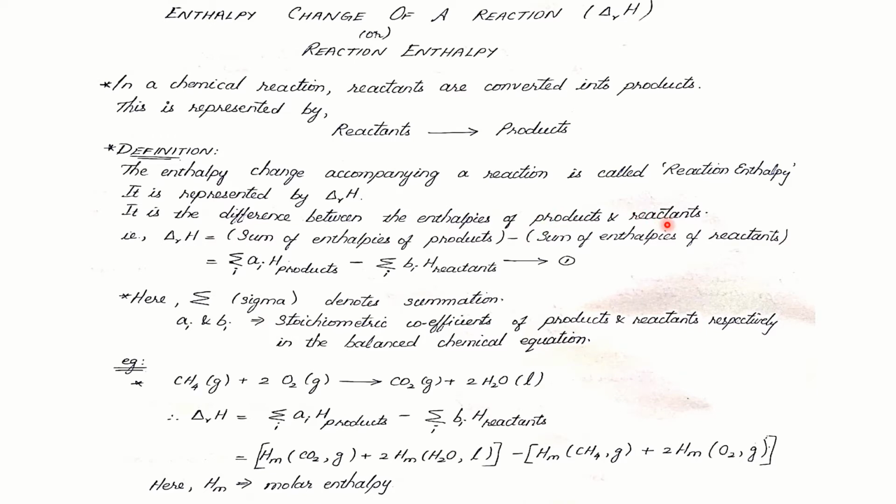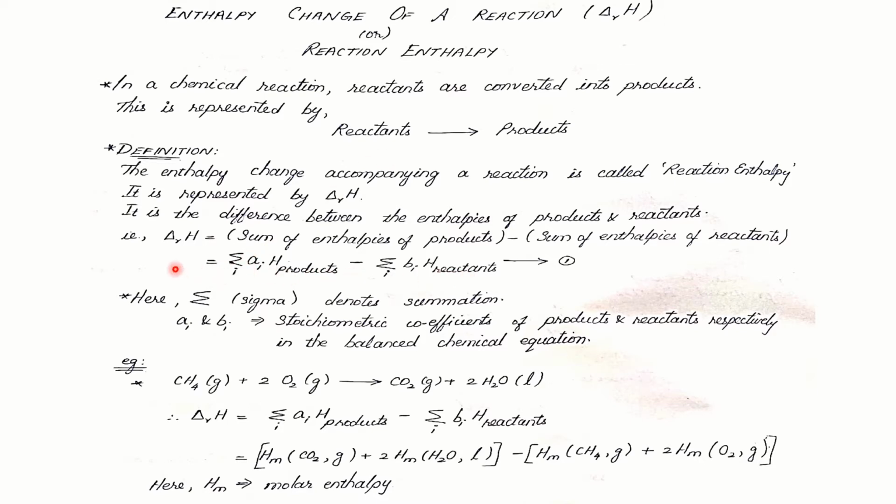Suppose there is more than one reactant and product in the chemical reaction, then how will you find out the enthalpy of reaction? It is equal to the sum of enthalpies of all the products minus the sum of enthalpies of all the reactants involved in the chemical reaction. We can write it mathematically like this.